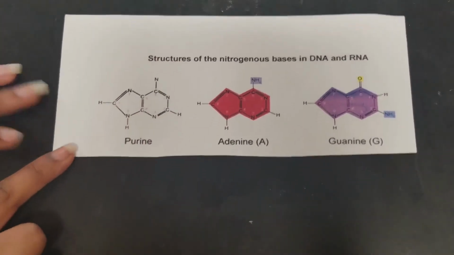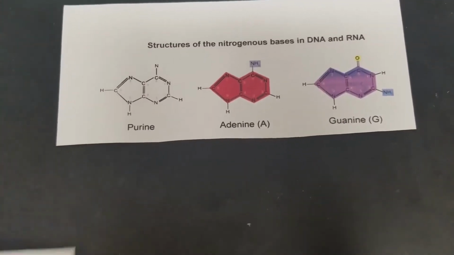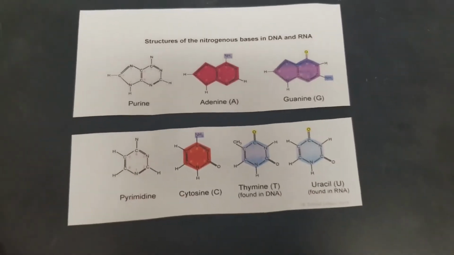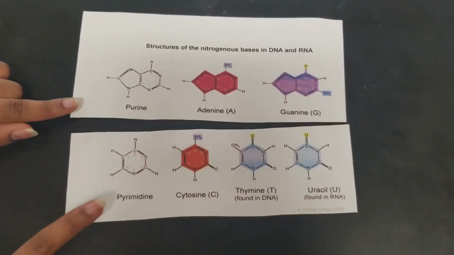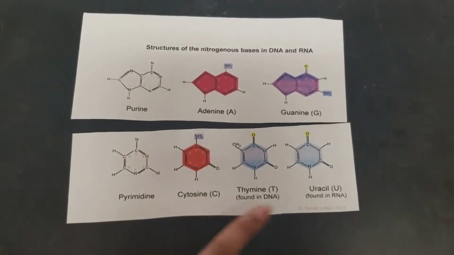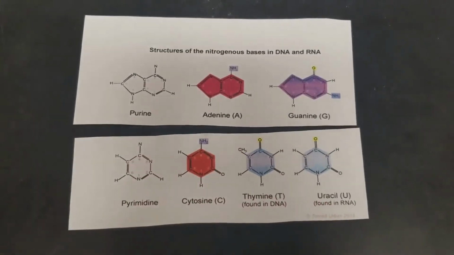Adenine and guanine are purines, and cytosine and thymine are pyrimidines. Adenine pairs up with thymine, while guanine is paired with cytosine. These 2 nitrogenous bases are paired up with a weak bond called hydrogen bonds.